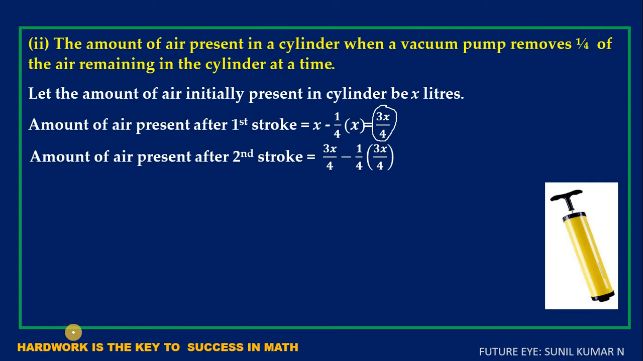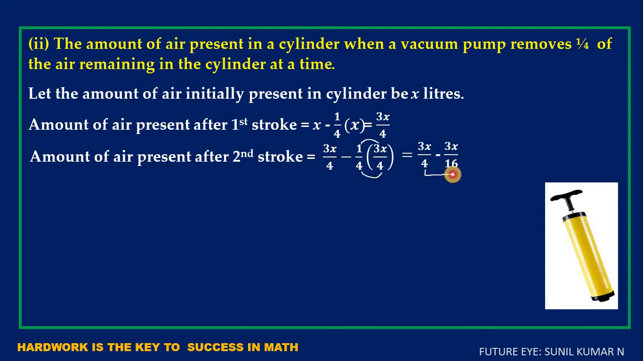So just look here, you will come to know that the amount of air present after the second stroke is equal to, see, how much air is left out? Now 3x/4. In that, how much am I subtracting? 1/4 of 3x/4 only. Now simplify this. So 1/4 multiplied by this. 1 into 3x is 3x and 4 into 4 is 16.